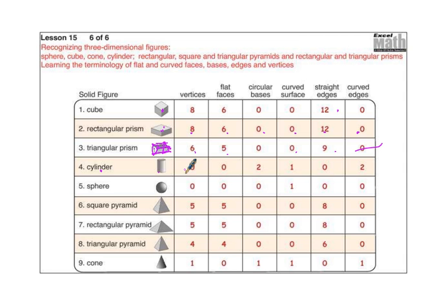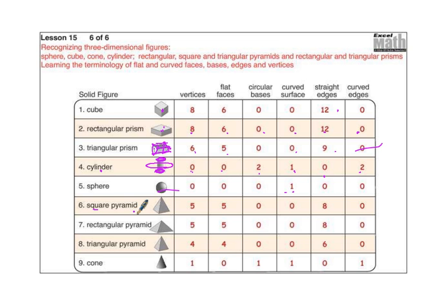Cylinder has no vertices because there's nothing to poke anybody with. No flat faces because it has to be a polygon. 2 circular bases, 1 here and 1 here. 1 curved surface, it goes around the shape. And no straight edges and 2 curved edges. 1 edge here and 1 edge there. A sphere, a ball, has none of these things except for a curved surface. It's the only thing we have on there. 1 big curved surface that goes all the way around it, just like the Earth.